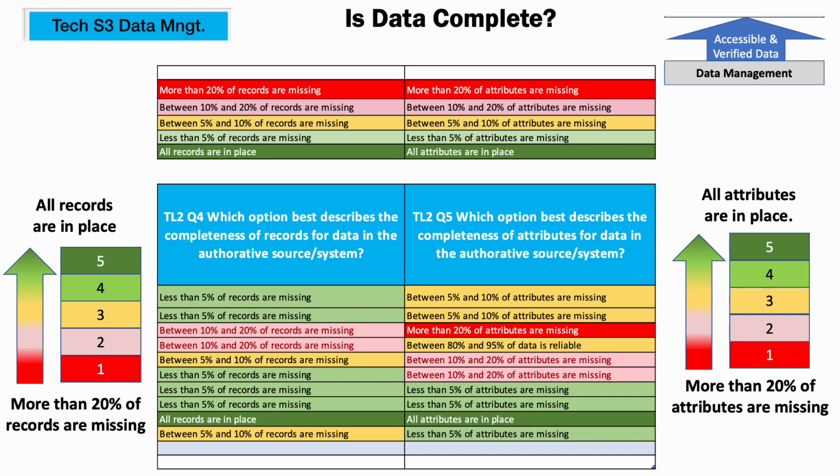Another component of data quality is completeness. The column on the left is about the completeness of data records, and the column on the right is about the completeness of attributes that are associated with the records. This is a significant challenge for some of the key IT applications or systems.